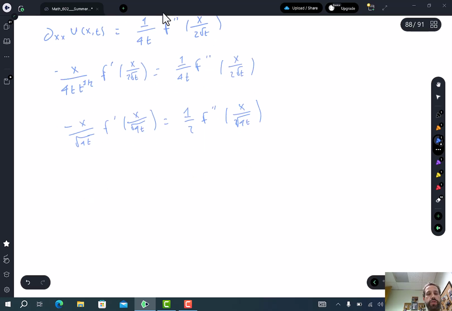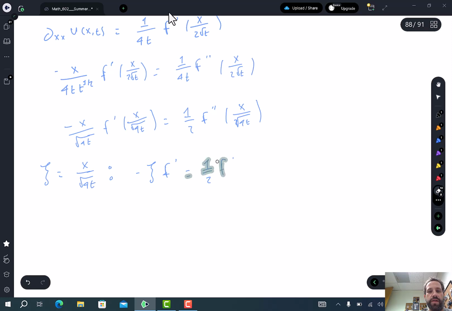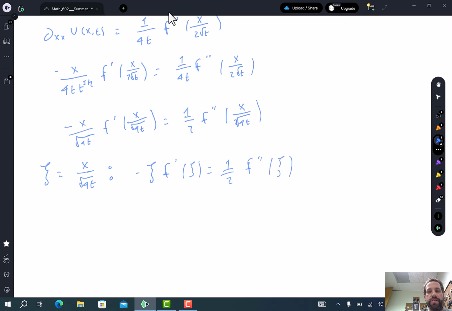Okay, so now I'm going to introduce a new variable. I'm going to call it c, and this is going to be equal to x over the square root of 4t. And so now the above equation can be written in the following way. This is going to be minus c f prime of c is equal to 1/2 f double prime of c. The variable here is c.